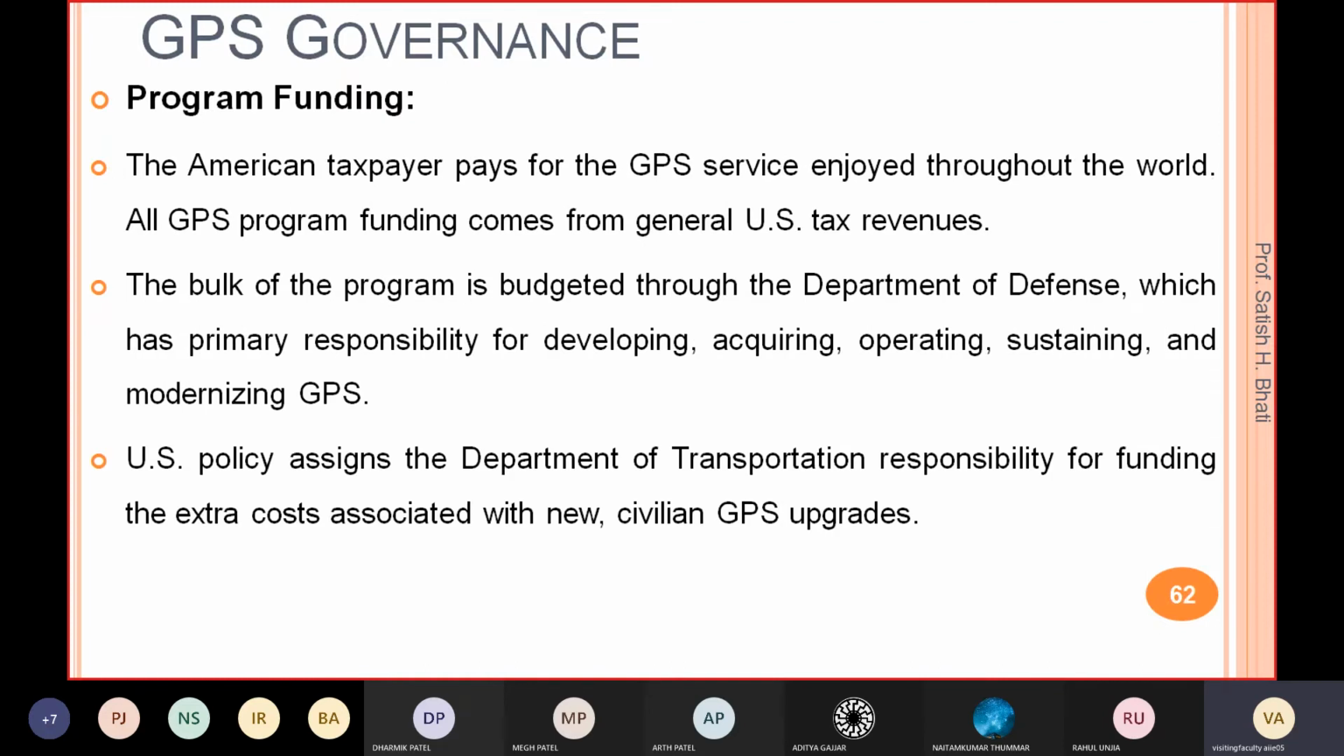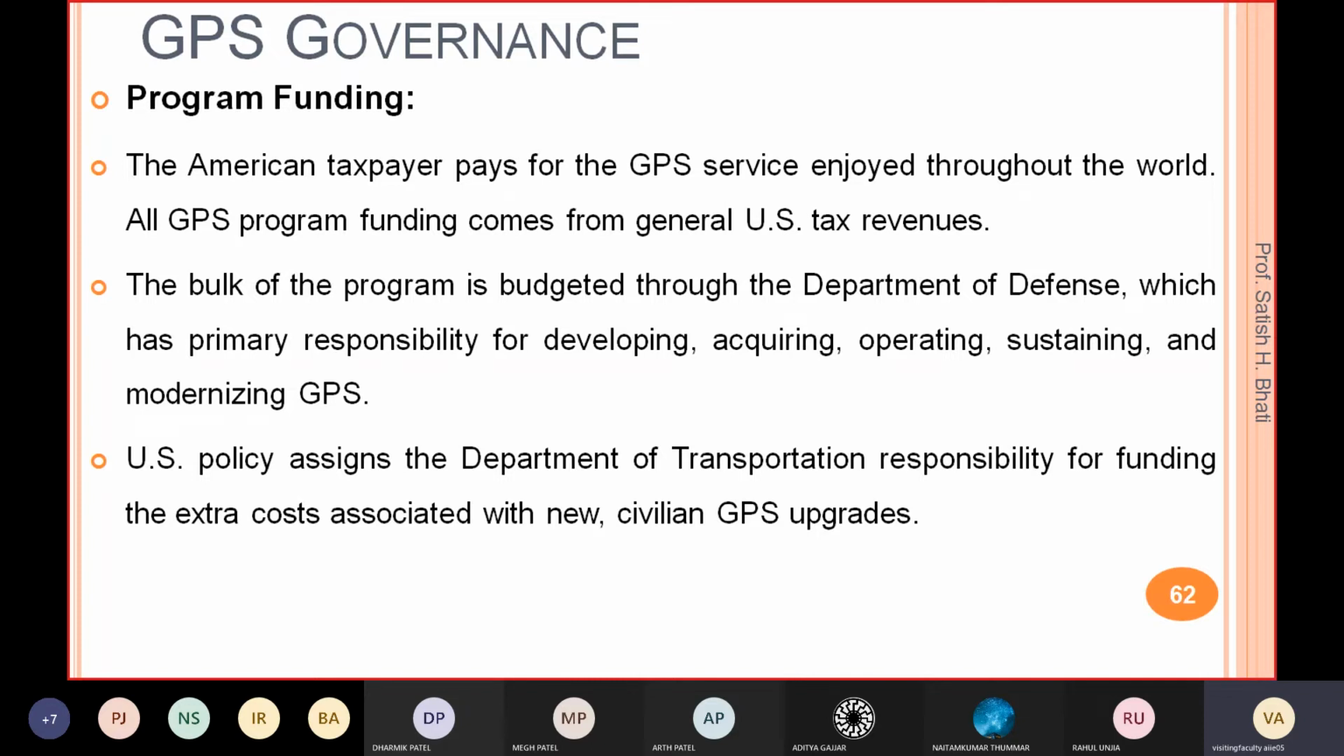So as I told, to maintain all those things, you need the fund, right? So the American taxpayer pays for the GPS service enjoyed throughout the world. All GPS program funding comes from the general US tax revenues. The bulk of the program is budgeted through the Department of Defense, which has the primary responsibility for developing, operating, sustaining, and modernizing the GPS, right? So generally, the main authority for the modernization of GPS is the Department of Defense, so they provide the fund for such kind of modernization or upgradation.